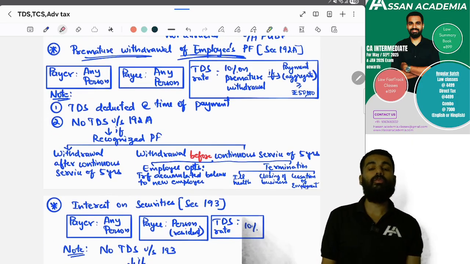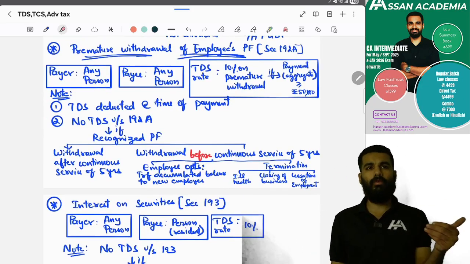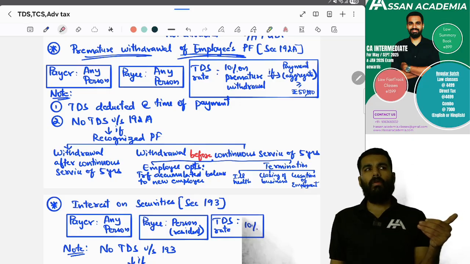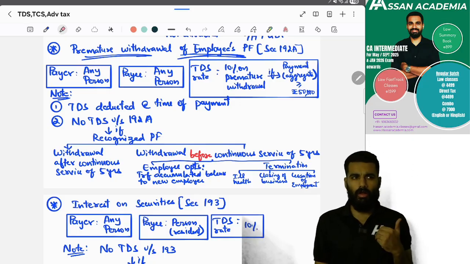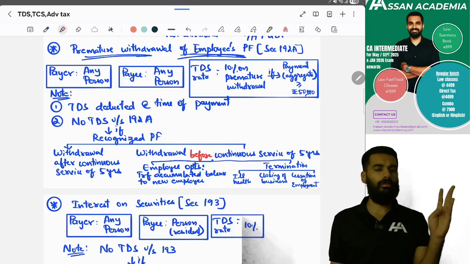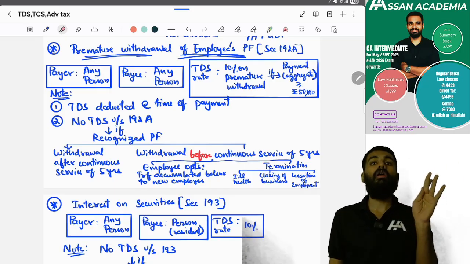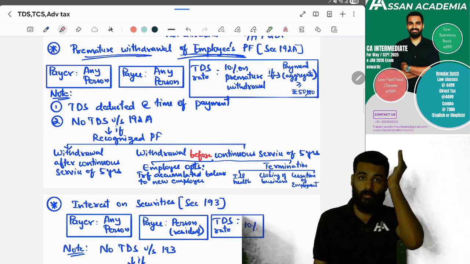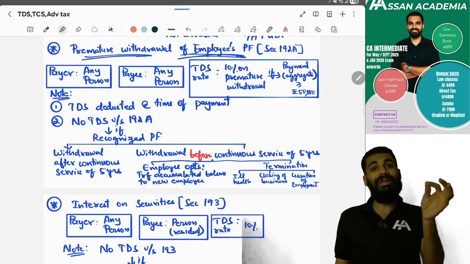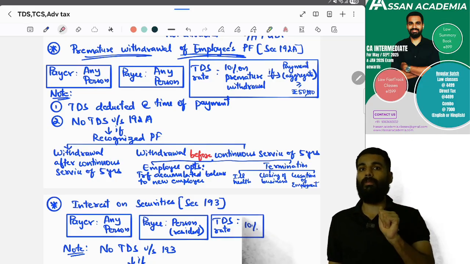Yeah. Next, premature withdrawal of employees provident fund. Tell me, sir, employees provident fund, we are withdrawing. Statutory provident fund, is it taxable? No, it is exempt. Unrecognized provident fund, it is taxable. Yes, it is taxable. What about recognized provident fund? Recognized provident fund, it may or may not be taxable. You think, when will it be taxable, when will it not be taxable?